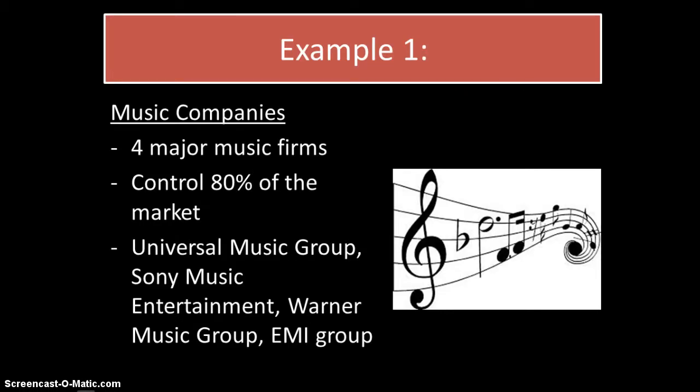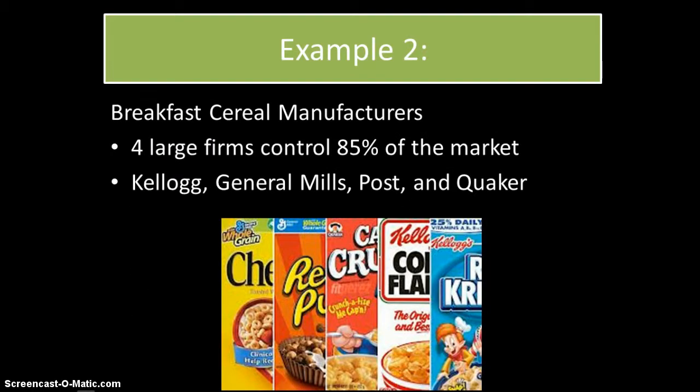One prime example of an oligopoly is the music industry. Within the music industry, there are four major music firms that control 80% of the market. These are Universal Music Group, Sony Music Entertainment, Warner Music Group, and EMI Group. The second example of an oligopoly can be found in breakfast cereal manufacturers. There are four large firms that control approximately 85% of the market. These firms are Kellogg, General Mills, Post, and Quaker.